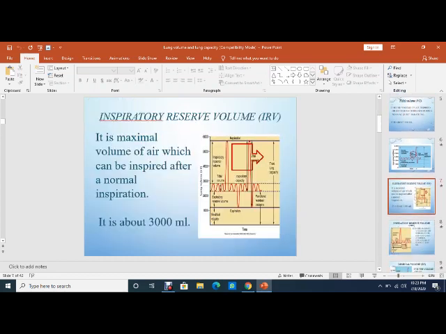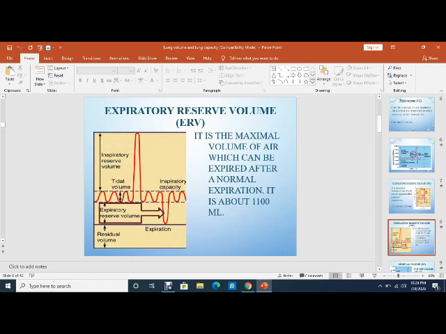This is the inspiratory reserve volume, the maximal volume of air which can be inspired after a normal inspiration. Inspiratory means inhale. It is about 3000 ml. Expiratory reserve volume is the maximal volume we can breathe out after a normal expiration, about 1100 ml.